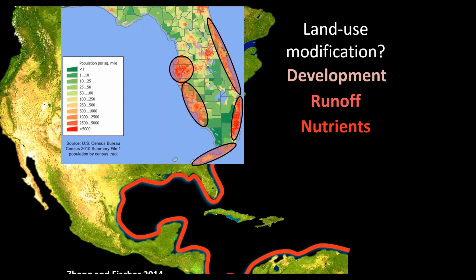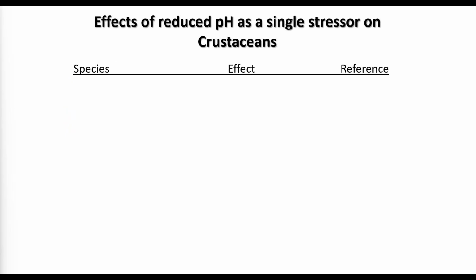And so as we've heard about in this session, we have more development, you get organic runoff, and you can get excess nutrients in certain systems. And some of these can exacerbate the effects of coastal acidification, and in some estimates by 3 times what we expect for the end of the century. So they can experience this rate of change faster than what we project by some of our climate models. So the effects of reduced pH as a single stressor on crustaceans has been documented in the literature.